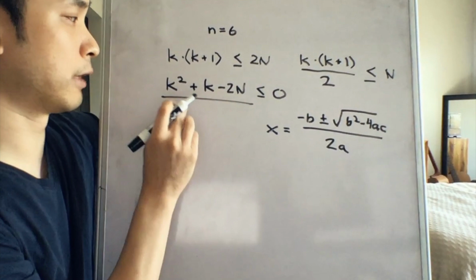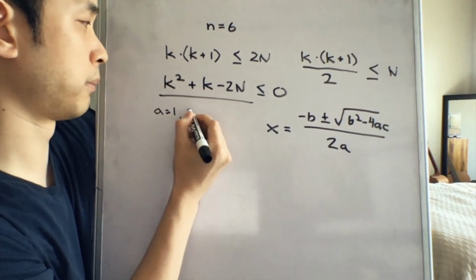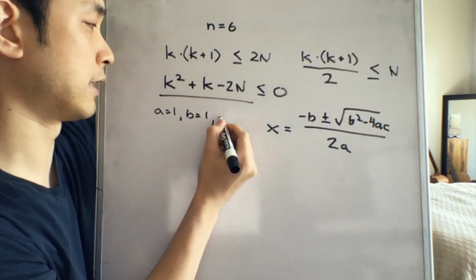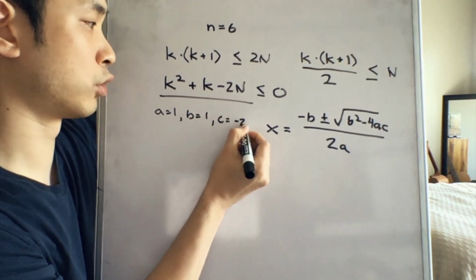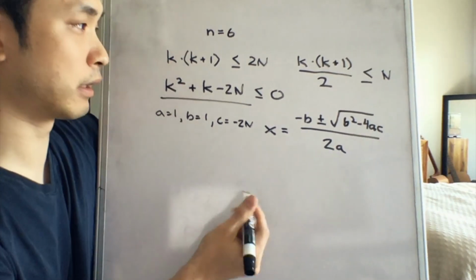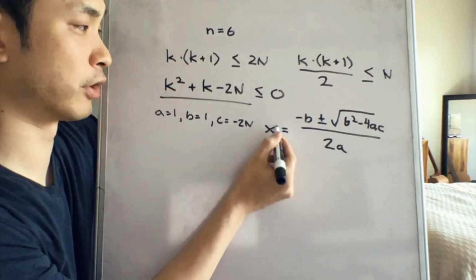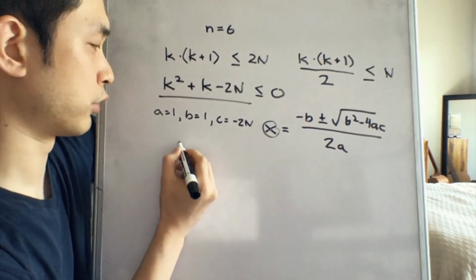And if we input all these numbers, a is going to equal 1, b is going to equal 1, and c is going to equal minus 2n, right? Then we should get a single equation that we could take advantage of to figure out the x, which here is going to be the k. So let's just do that real quick.